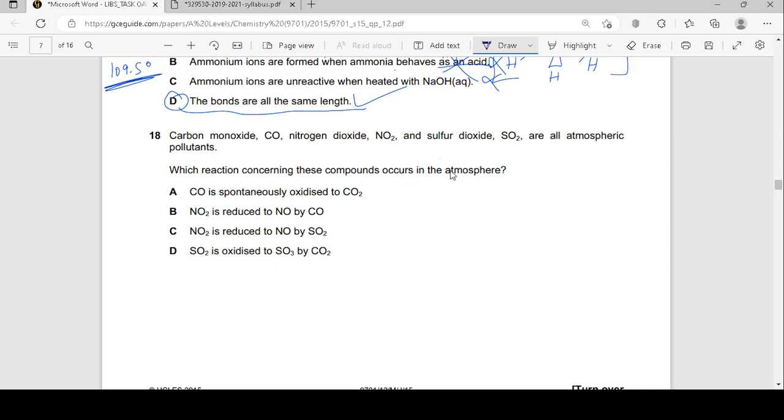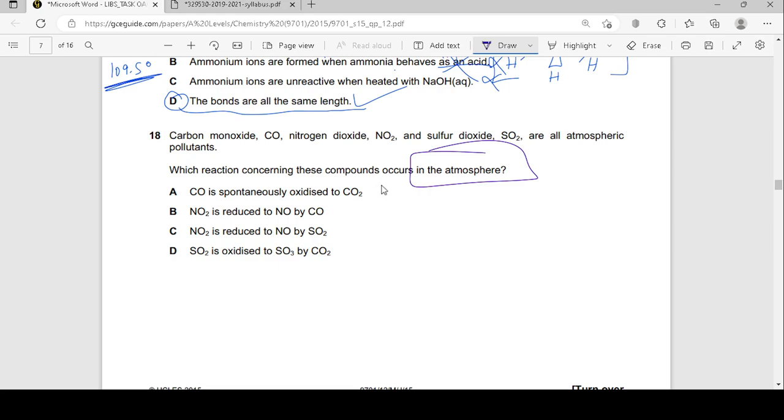Carbon monoxide, CO, nitrogen dioxide, NO2, and sulfur dioxide, SO2, are all atmospheric pollutants. Which reaction concerning these compounds occurs in the atmosphere? Okay, in the atmosphere. CO is spontaneously oxidized to CO2. NO2 is reduced to NO by CO. NO2 is reduced to NO by SO2. SO2 is oxidized to SO3 by CO2.